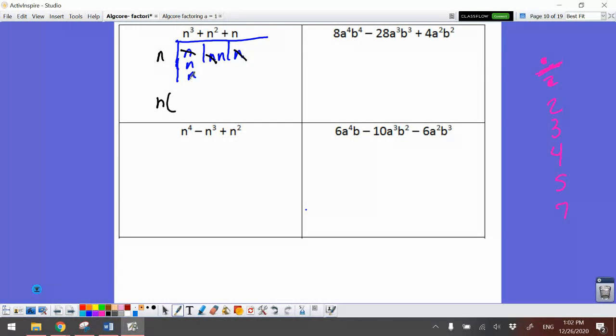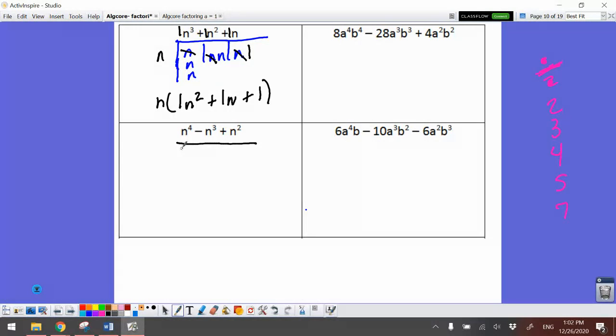Well, what's left? I mean, technically this is a 1, and a 1. So here I have a 1n squared. Here I have a 1n. And what's left here? Yeah, it's just the 1. So 1n squared plus 1n plus 1.